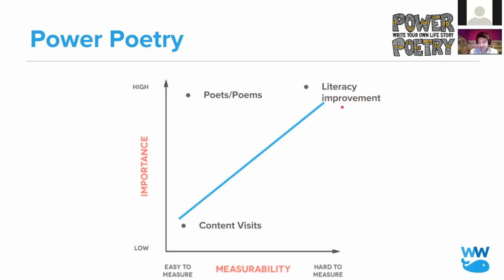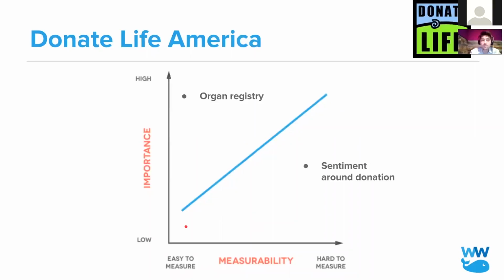Over on the right, you notice this is much harder to measure. Like, how do we actually tell literacy improvement? That's something that's going to take longitudinal studies, double-blind case studies of our user base versus a control, that type of thing. You can't do that every week, but you can tell how many poets and poems you're getting. You can also tell, and this is on the line, how many content visits or valuable visits to certain types of content.